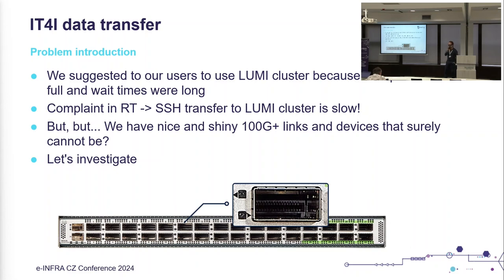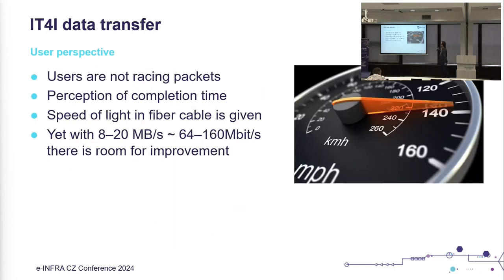But that gave us a little pause. How can this be? We have all these nice switches with 100 gig plus links, and it's slow. So we set out on our journey to investigate. The first thing to note is that users are not racing the packets. They are not having some kind of speedometer and putting graphs and saying, okay, now it's faster at 1% and 20%.